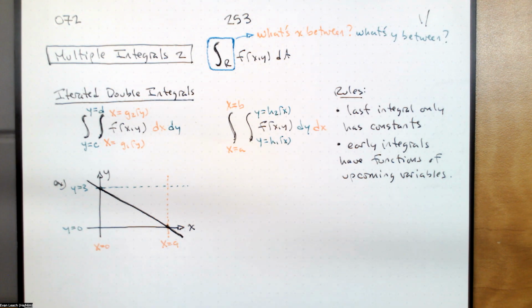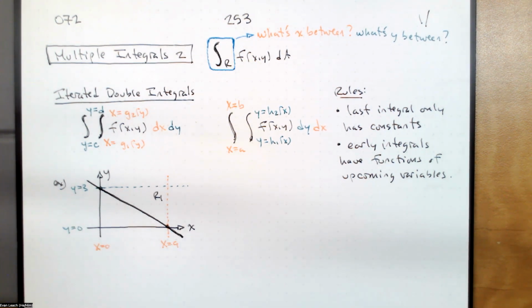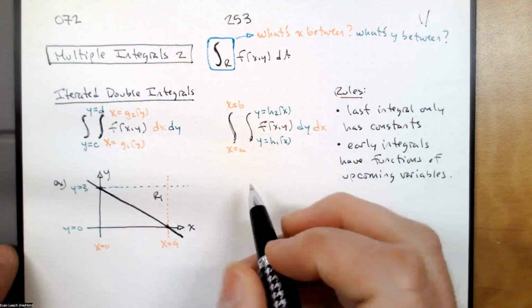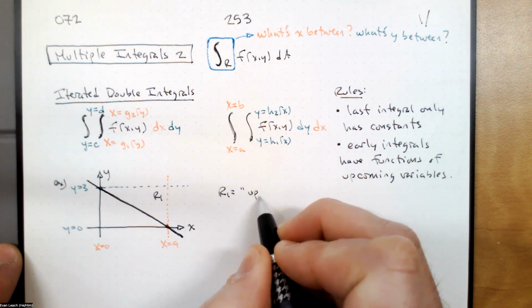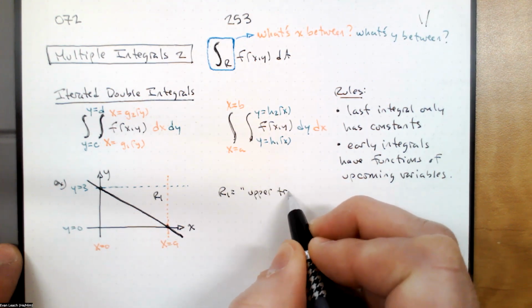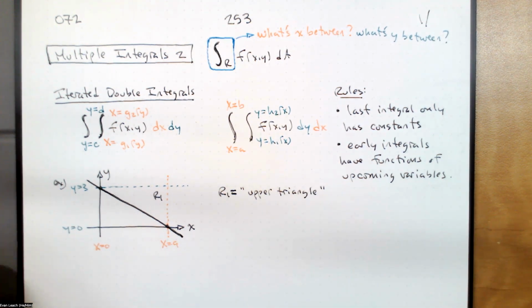There are two regions. I'm going to call the upper region R1. And we're going to describe a definite integral over R1.